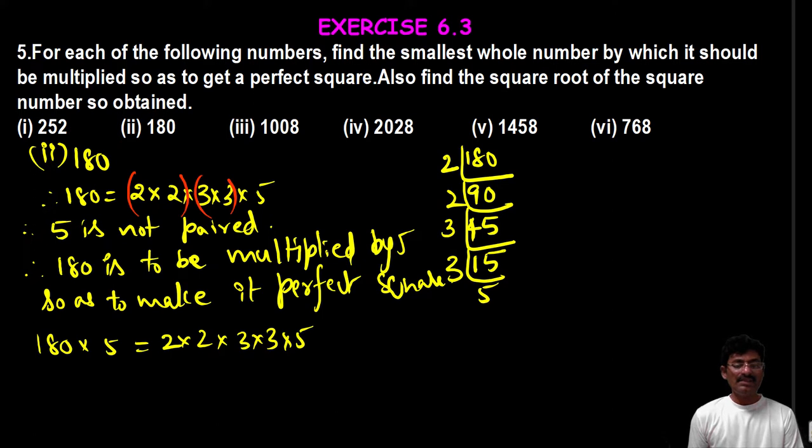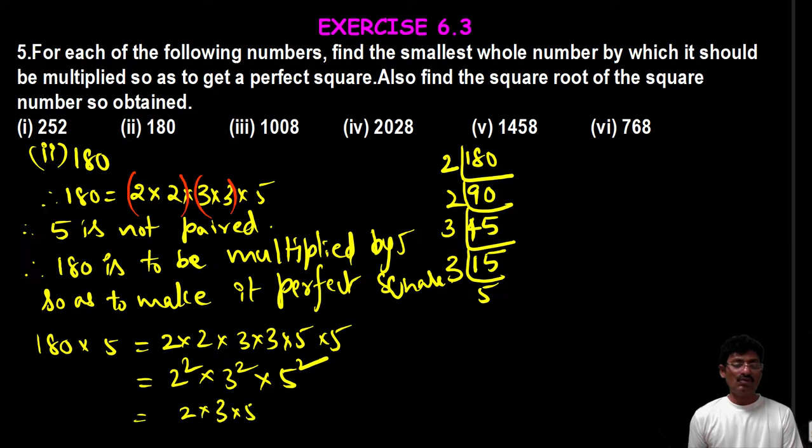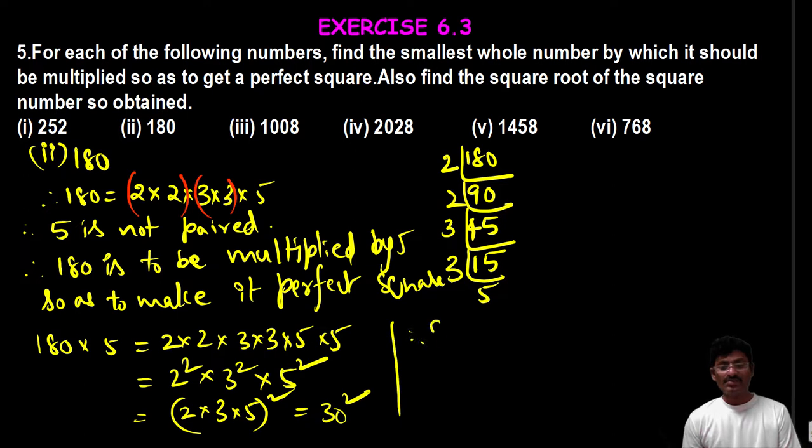This is for 180. Now times 5. So that is equal to, we can make it pairs. So this is equal to 2 into 2 is 2 square, 3 into 3 is 3 square, then 5 into 5 is 5 square. So this is equal to 2 into 3 into 5 whole square. Now this is equal to 2 into 3 is 6. 6 times 5 is how much? 30. So 30 square. Therefore, square root equal to 30.